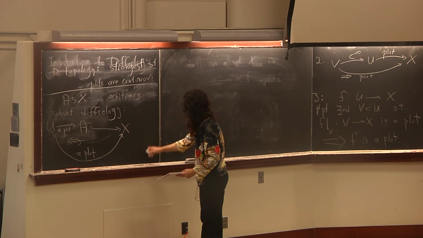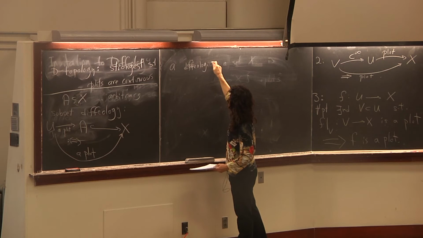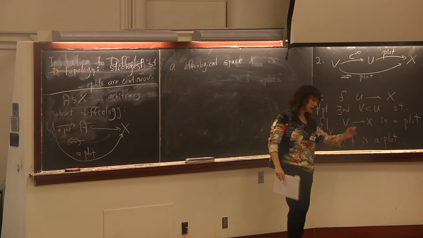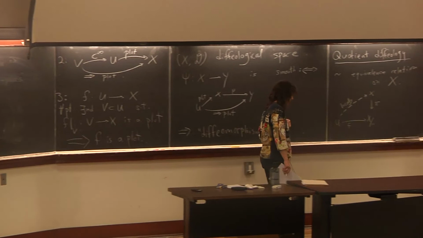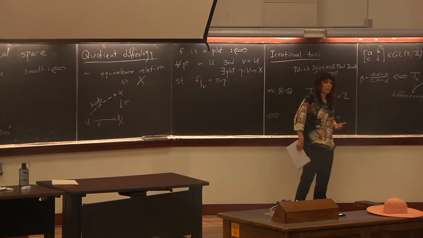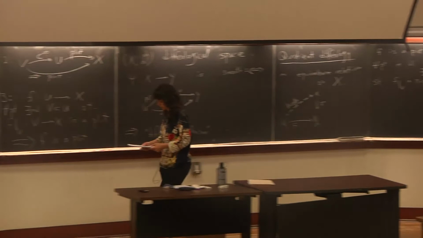And now we can define what it means to be a manifold. We can redefine a manifold as a certain property of a diffeological space. So the usual definition is a topological space equipped with an equivalence class of atlases, that is, topology plus some extra structure. For diffeology, you don't need any extra structure. It's just an adjective. It's just a property of a diffeological space.